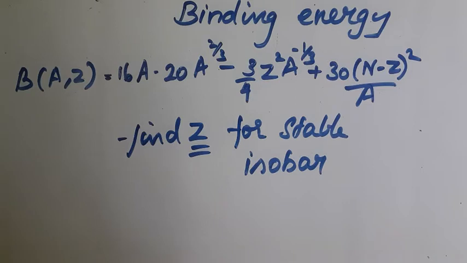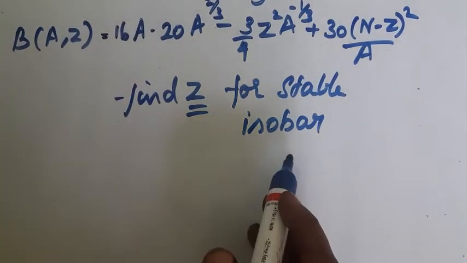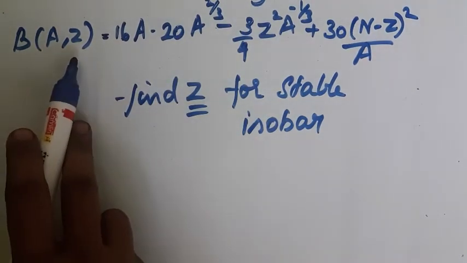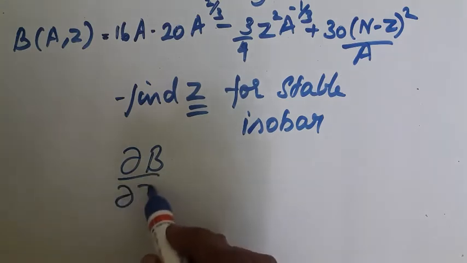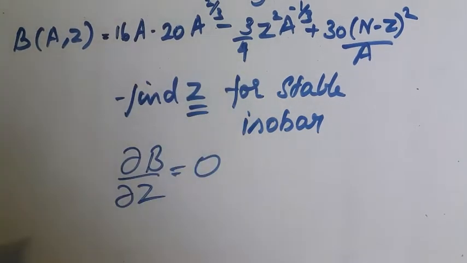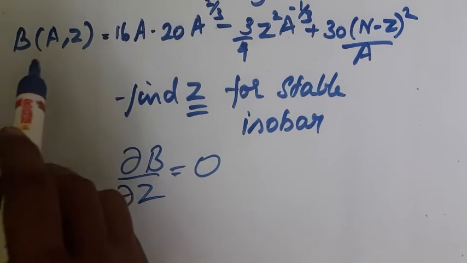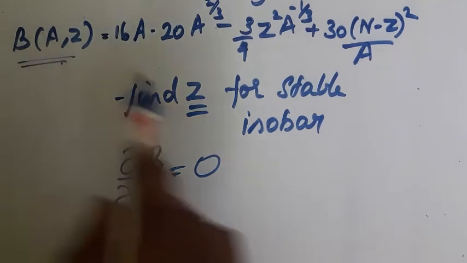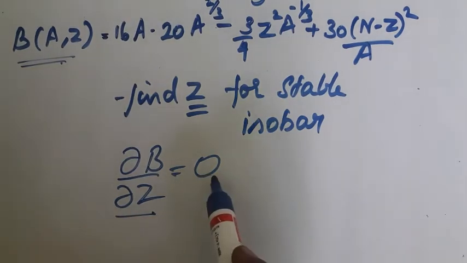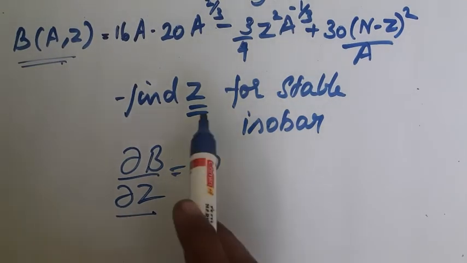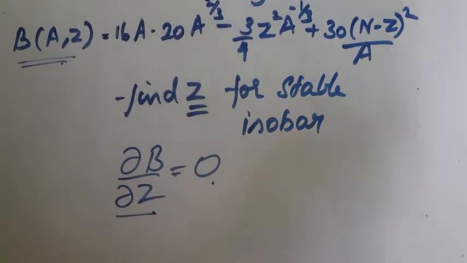So, for a stable isobar, the binding energy is maximum. Therefore, dou B by dou Z will be equal to 0. So let us differentiate the binding energy with respect to Z and equate it to 0. We get an expression for Z.